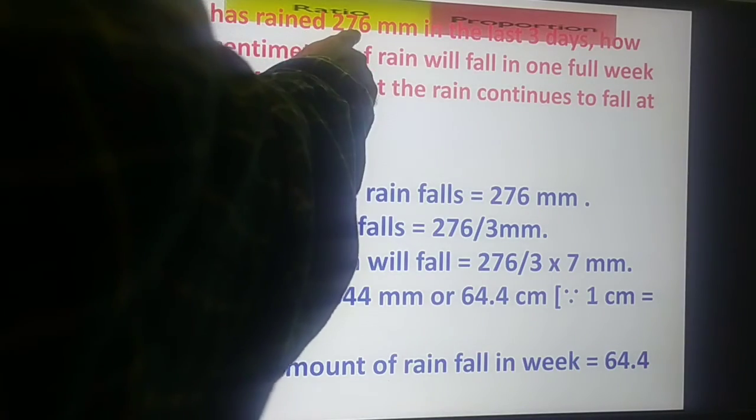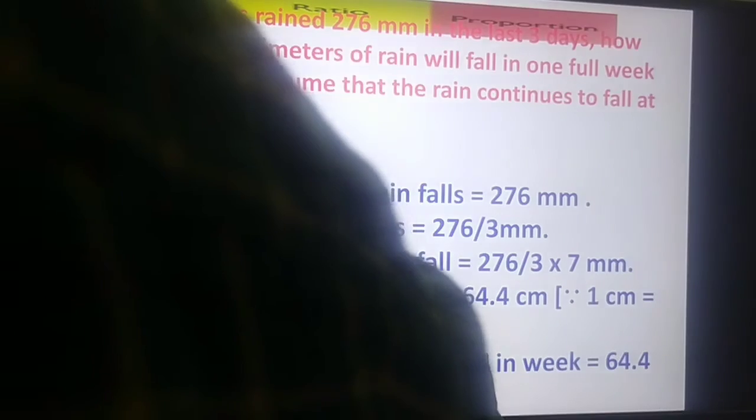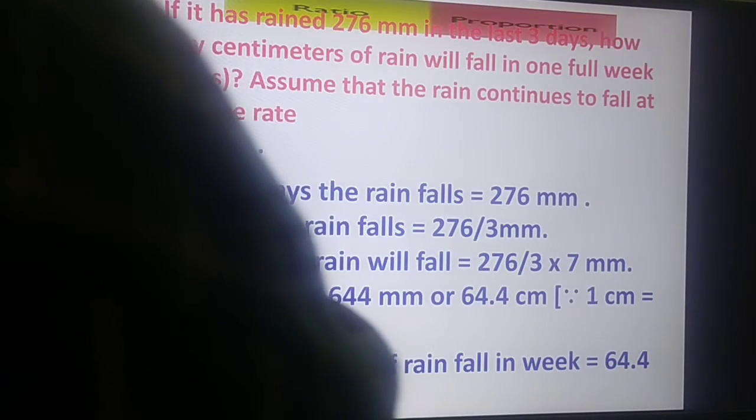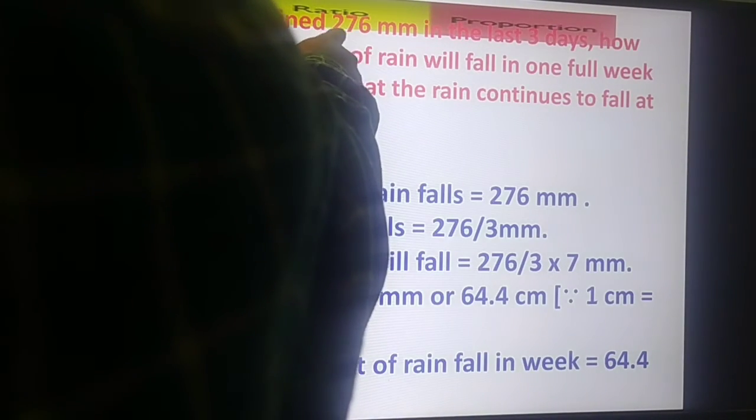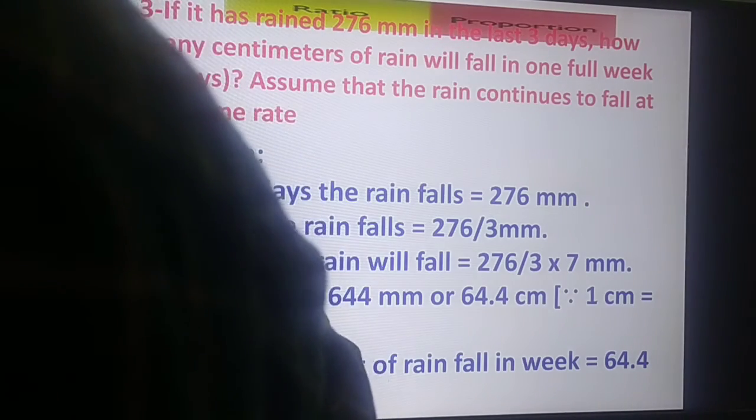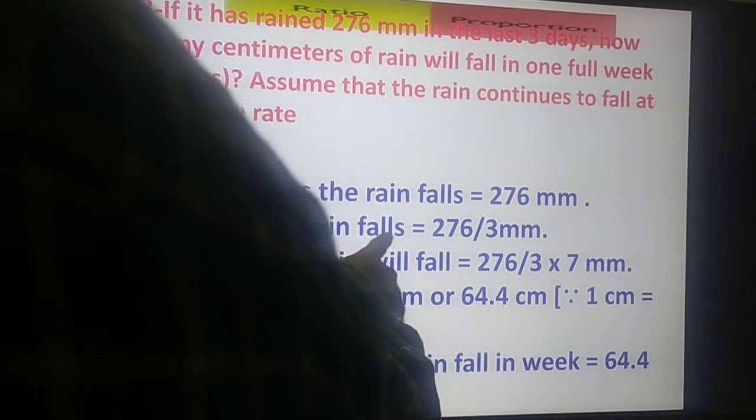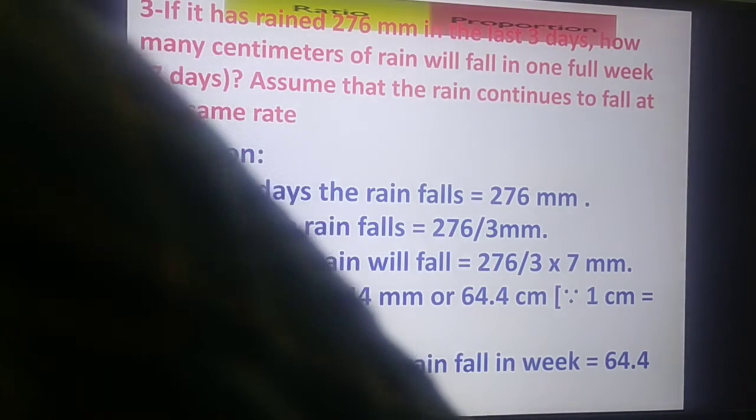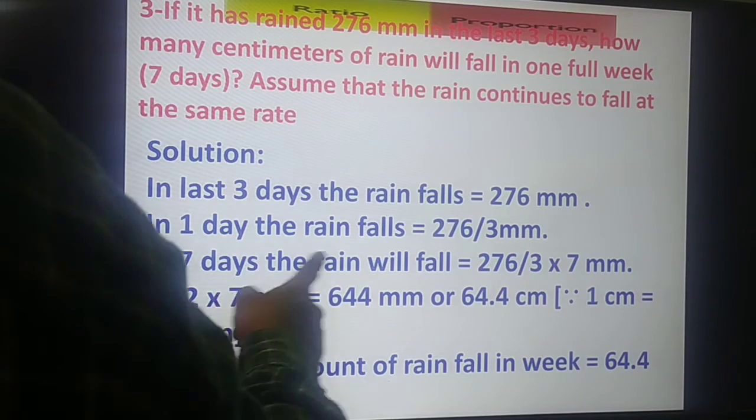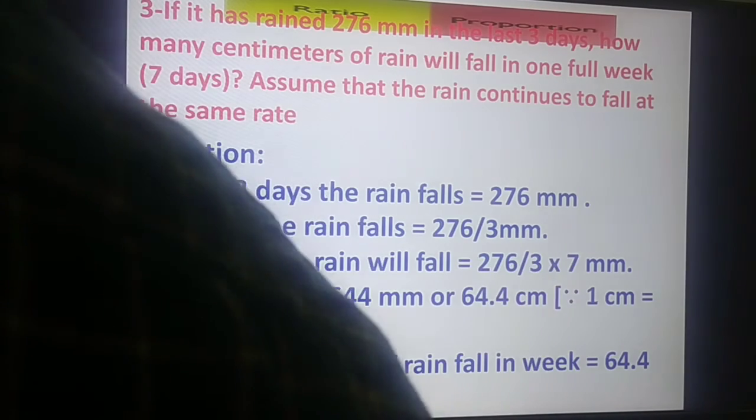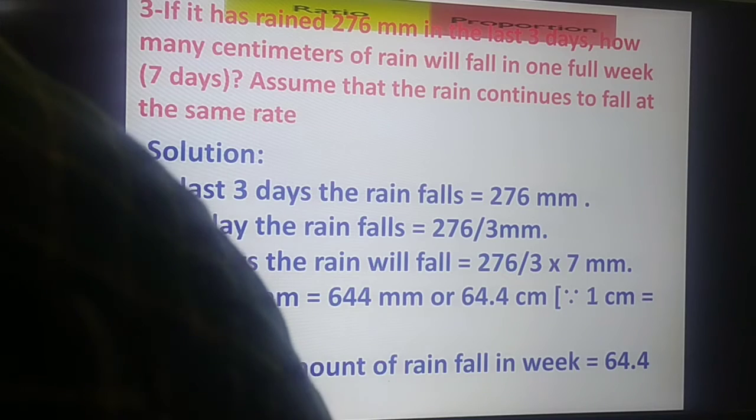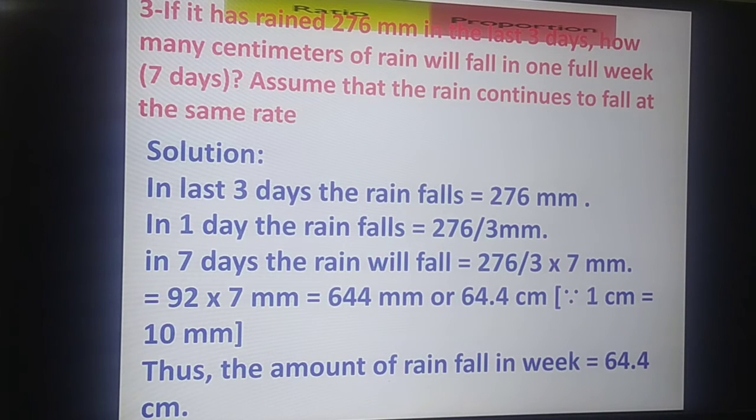Next problem: if it has rained 276 millimeters in the last 3 days, how many centimeters of rain will fall in a week, for 7 days? First of all we have to find for the 1 day. Rain for 3 days is 276 millimeter, so rain in 1 day is 276 by 3 millimeter. And the rain for 7 days is 276 divided by 3, multiplied by 7. That gives 64.4 centimeter, that is 644 millimeter.